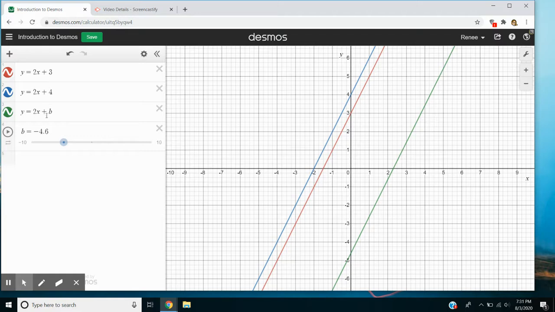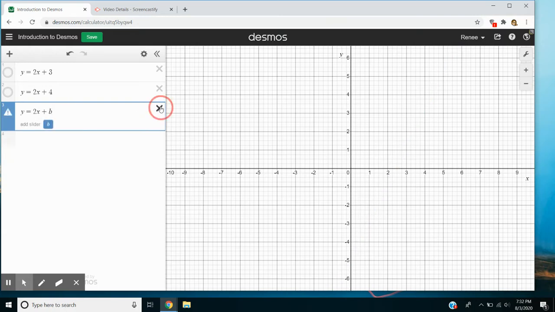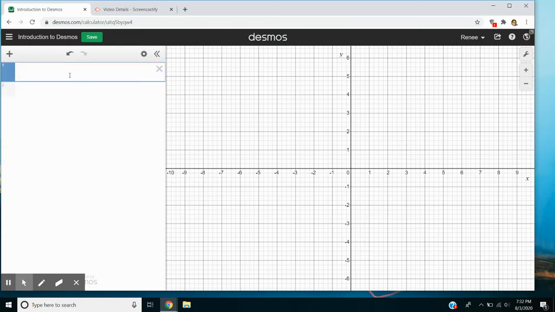And so by leaving a variable in your equation, you can create these sliders and explore what each of the coefficients is doing to your equation. So I'm going to shut the red and the blue one off for a minute, and I'm going to change the green one. Instead of it being y equals 2x plus b, we'll get rid of the slider. In fact, I'm just going to get rid of all three of these equations. We'll do a new line.